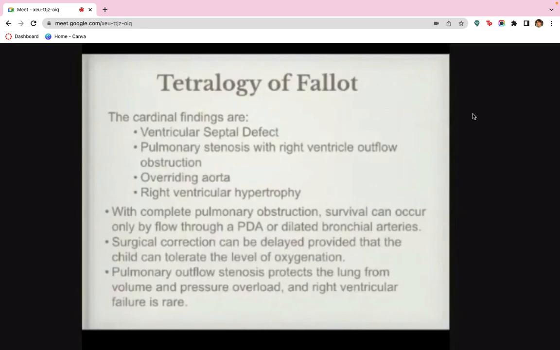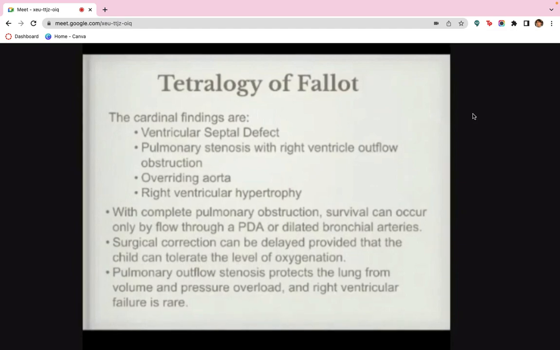Next, we have the tetralogy of Fallot. The cardiac findings are a ventricular septal defect, pulmonary stenosis with right ventricular outflow obstruction, an overriding aorta, and of course right ventricular hypertrophy. With complete pulmonary obstruction, survival can occur only by flow through a PDA or dilated bronchial arteries. With a large ventricular septal defect and mild pulmonary stenosis, there's a minimal left-to-right shunt and no cyanosis or bluish discoloration at all.